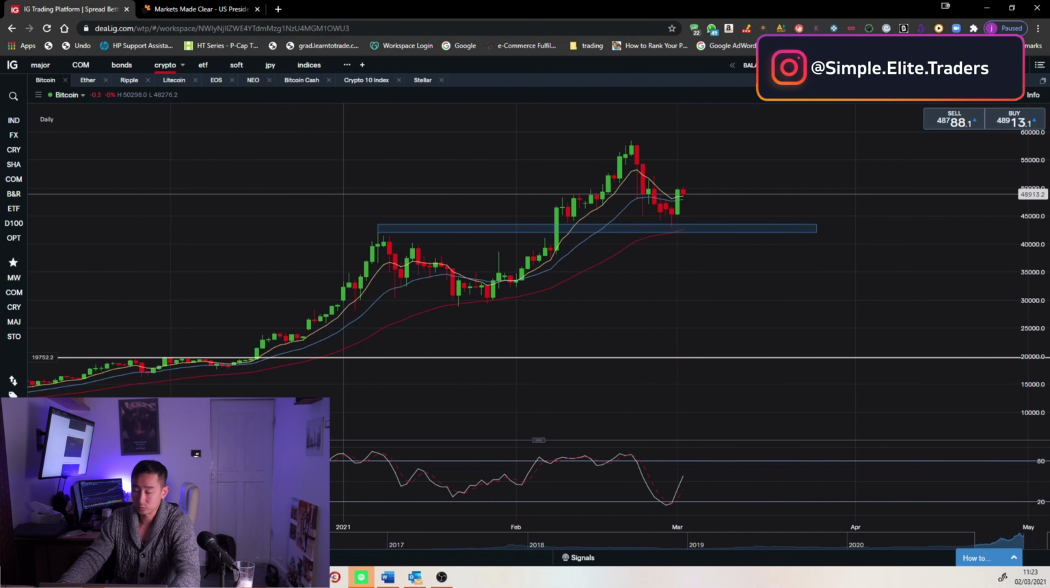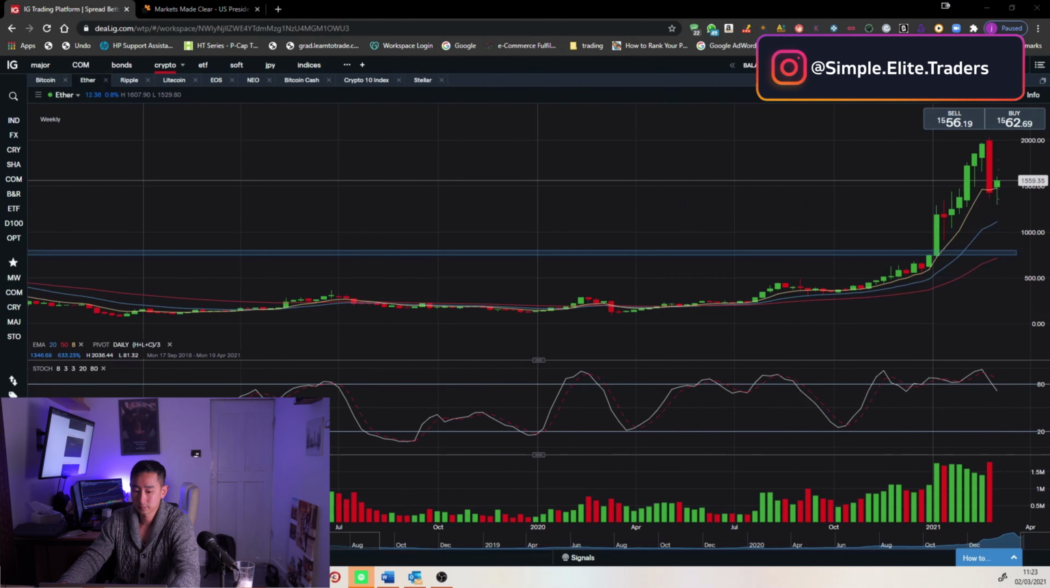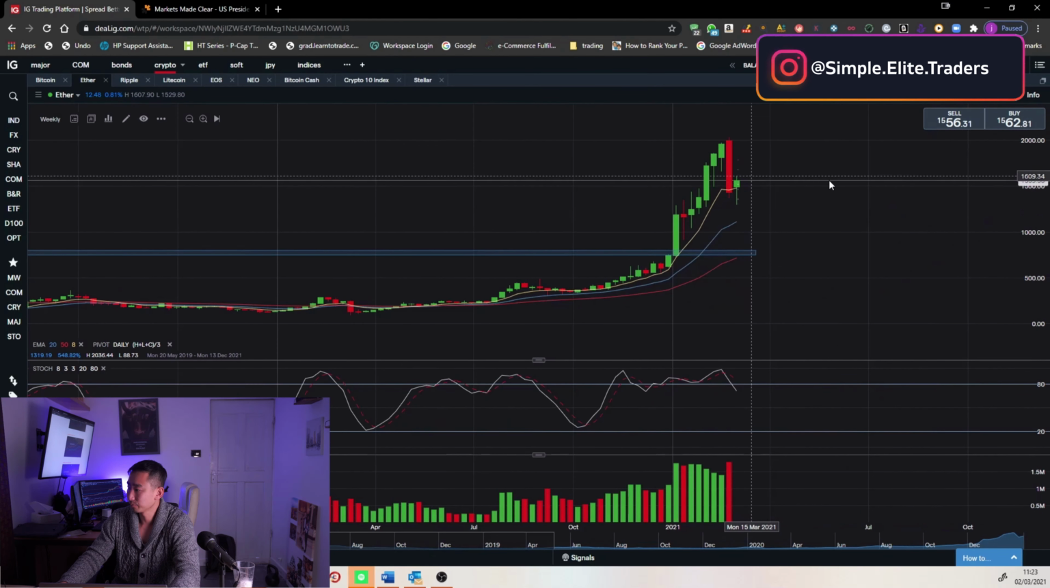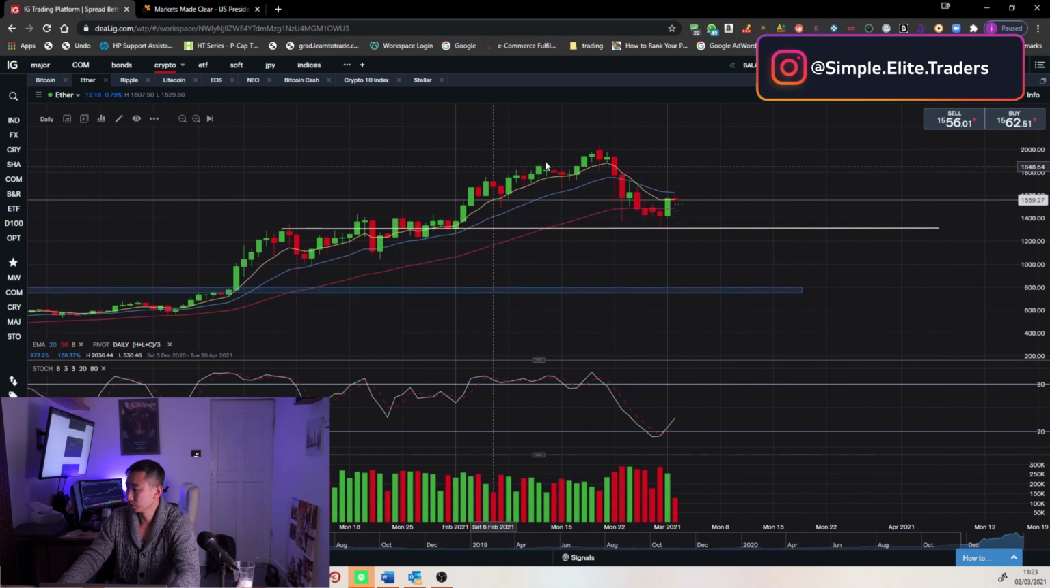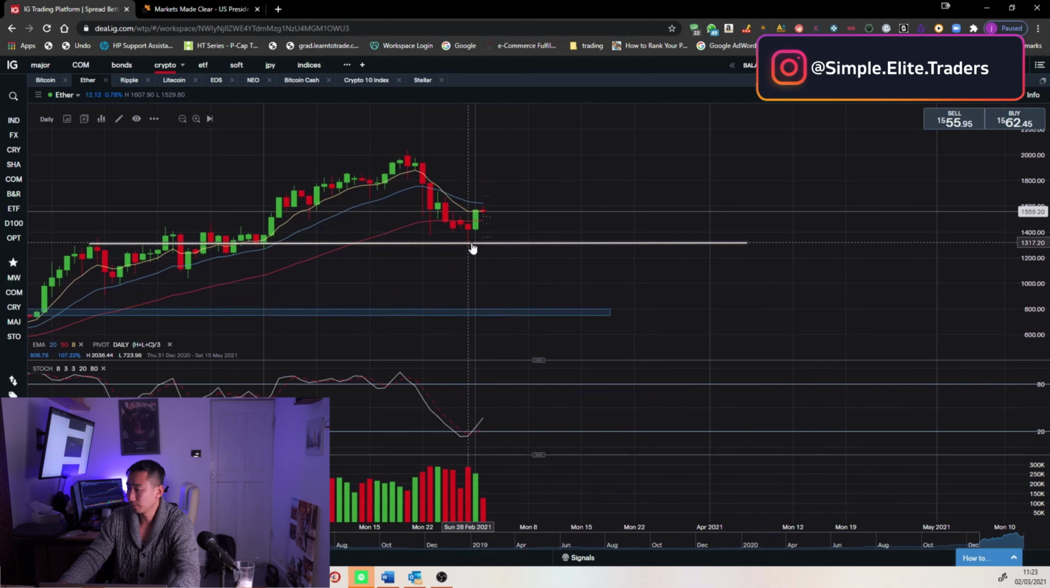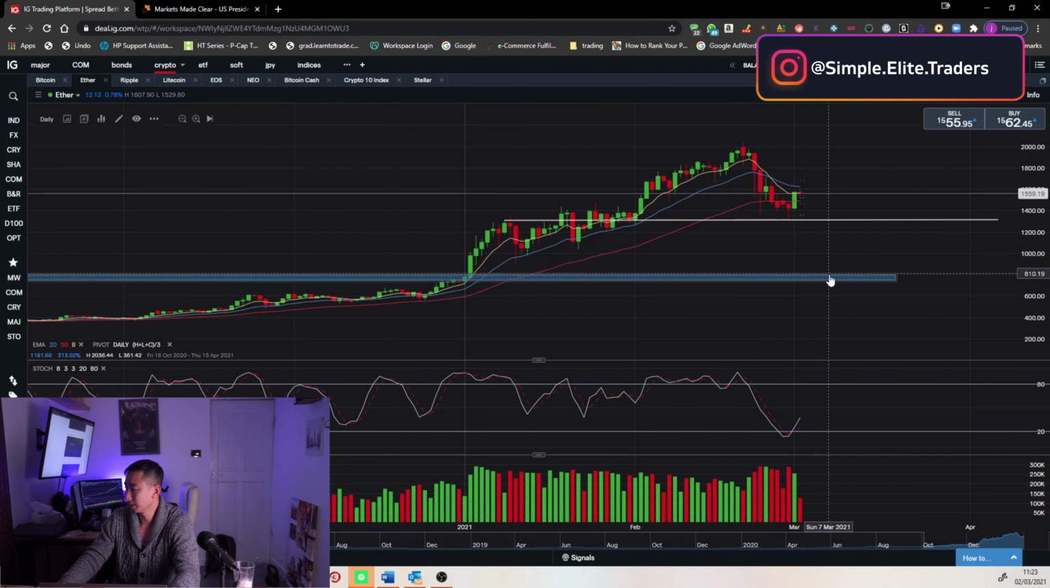Let's jump to the Ethereum chart. Again, start off with the weekly. You can see last week's bar was a bearish outside bar, a very, very strong reversal bar. Same thing, it's telling me that buyers are probably not interested in buying at this level anymore. Dropping down to the daily, you can see I drew a level through here. If price drops below the 1,270 area, potentially we'll see 800 or even lower.